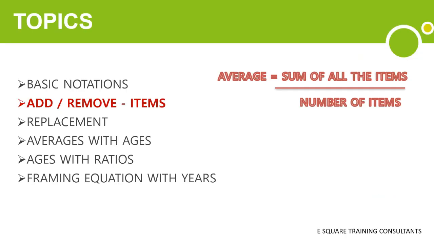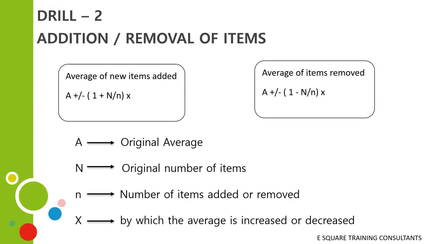So this video focuses more on questions based on finding averages when adding and removing items. As we all know, average is nothing else but the sum of all the items divided by the number of items. So we would be using this concept to find the shortcuts for when items have been added and removed.